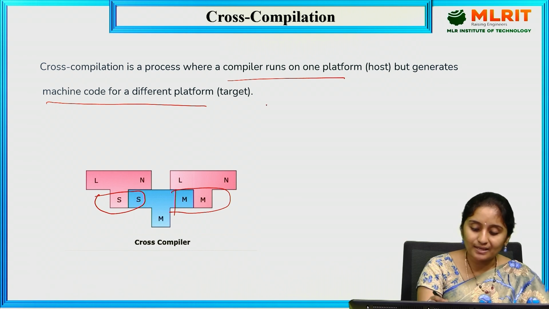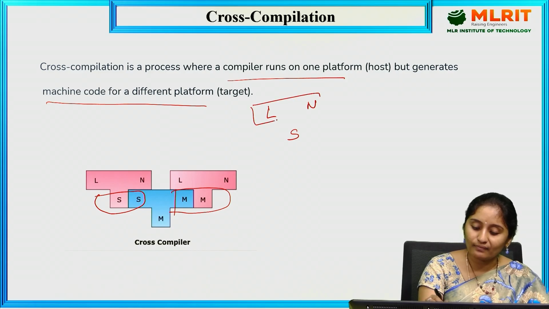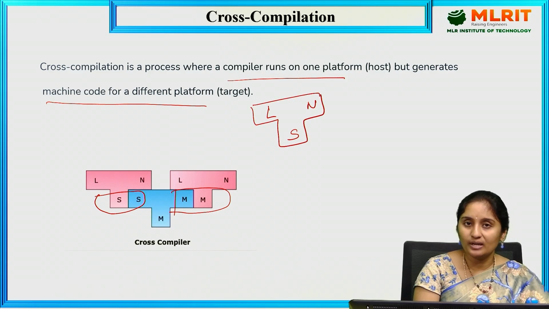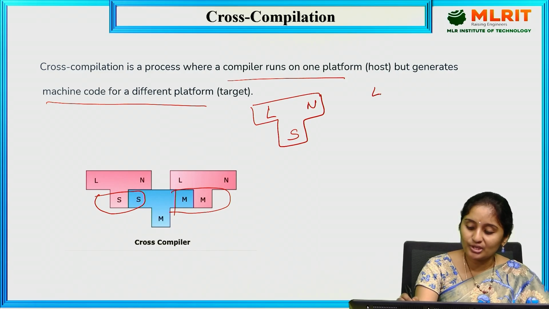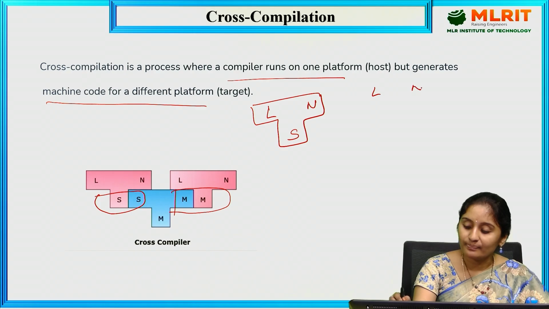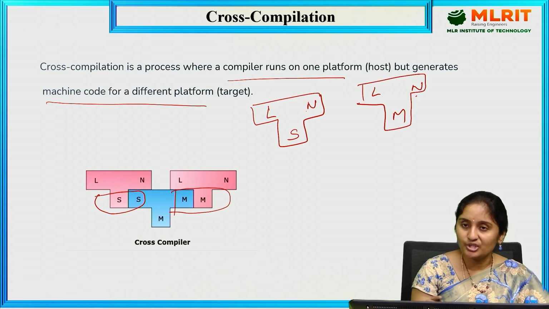So let us take L as my source language and N as my target language. S is my implementation language. Let me take one more machine, where L is my source language. In the second machine also, the source and target languages should be the same. L is my source language, N is my target language, and for the machine language, the implementation language, I am taking a different one. That is M, my machine language. Let us assume these are some variables I am taking.